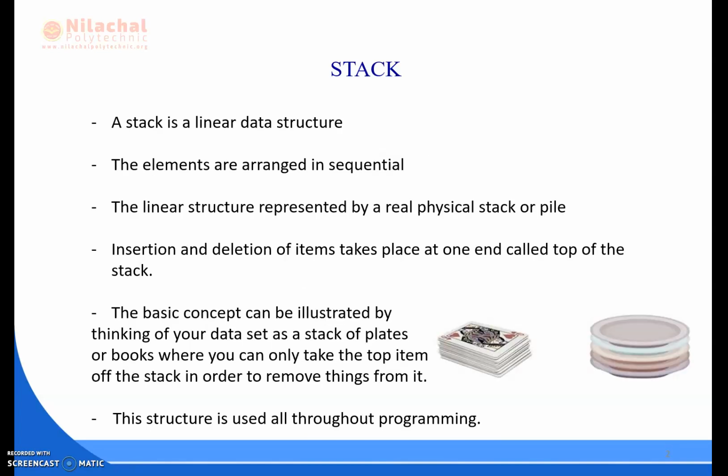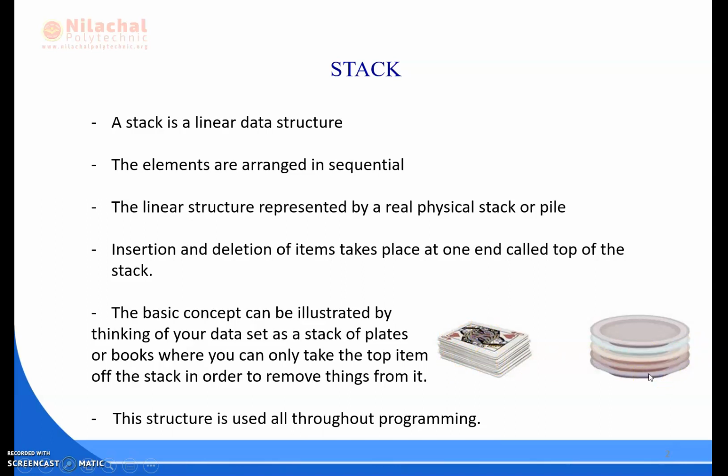So at first, a stack is a linear data structure in which the elements are arranged in sequential order. The linear structure is represented by a real physical stack or pile. We can take a real life example of stack for explaining: a stack is like a pile of plates placed over one another, or a pile of cards placed one over another. So this is an example of stack.